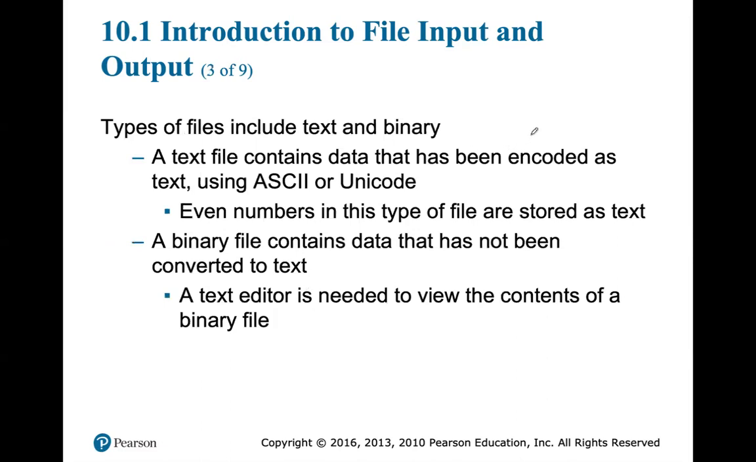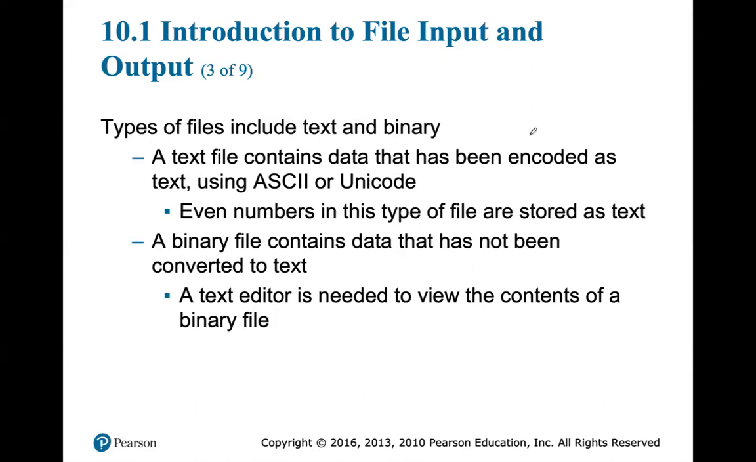Now, there are 2 different types of files, just in general. The first one is the text file. The text file contains literally any data that has been encoded. So any data that has been processed by either ASCII or Unicode. And let's recall the first chapter, ASCII and Unicode are just the way that we encode data as text.